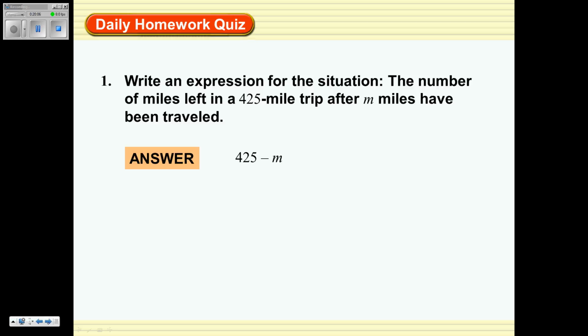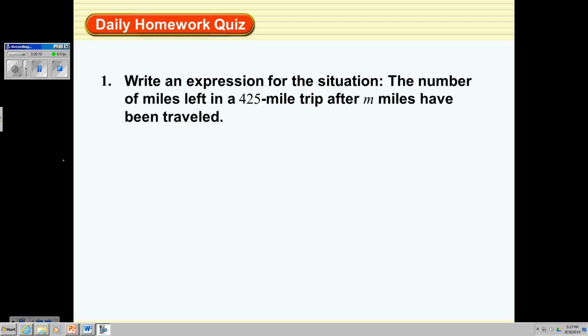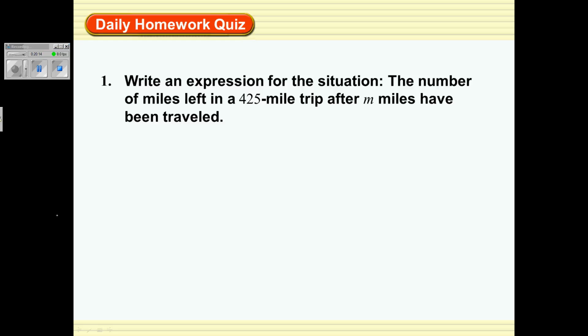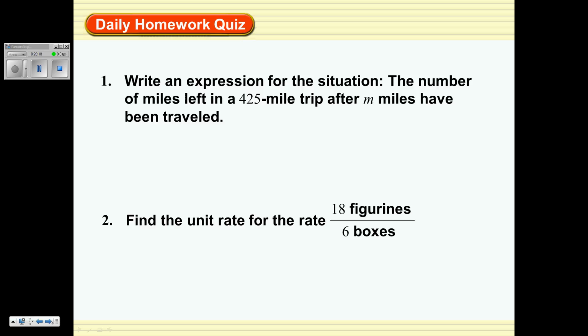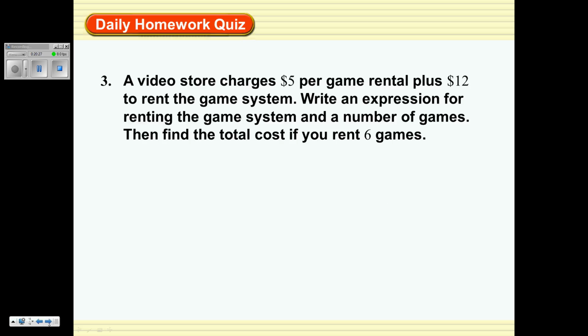Okay, pause the video. Oh, I'm supposed to take the answers off. Okay, answers are now off. So you can pause the video. You probably saw that answer. And there's problem 2. Go ahead and pause the video if you need to write those down. And then here is number 3. Pause the video to write those down. Because I'm not going to let it just keep going while you write it down. So pause while you write that down.